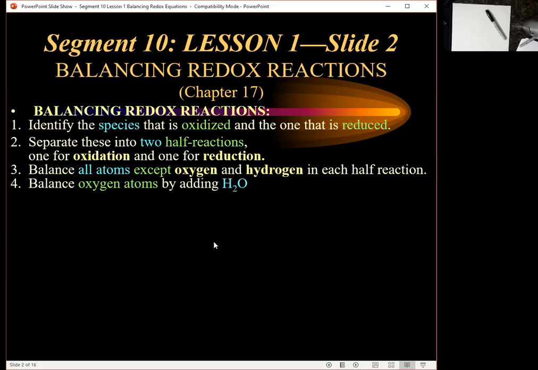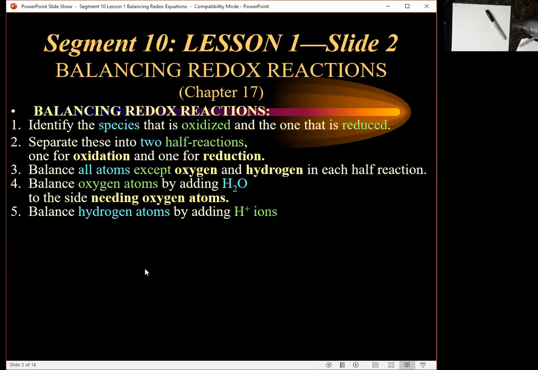You balance oxygen by adding water to the side that needs oxygen. So if you've got 6 oxygens on the left and 8 on the right, you need 2 waters on the left. You're going to add water to the side that needs oxygen. And then you're going to balance hydrogen next. Now, I'm giving this to you as a stepwise procedure because that's exactly how you have to do it. You have to do it in that order.